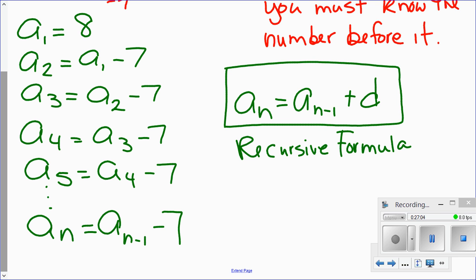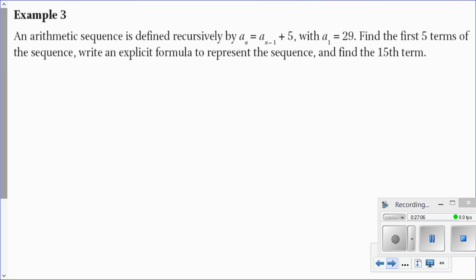Okay. So let's look at example 3. This says an arithmetic sequence is defined recursively by a sub n is equal to a sub n minus 1 plus 5. So what's my common difference in this case? 5. We're adding 5 each time. It starts with a sub 1 being 29. Here's the other thing. If you have a recursive formula, they have to tell you the starting point. How else do you know where to start, right? You need to know the number before it. They better give you the starting point, okay?